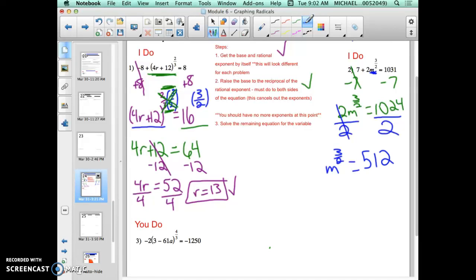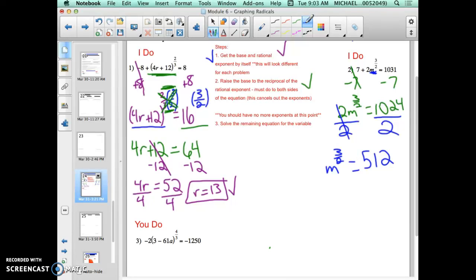One last thing. This is the end of step 1. It says to get the base and rational exponent by itself. That was a 2-step process in this case, but I did in fact do that. The base of m raised to the exponent of 3 halves is by itself, so I am done with step 1. Moving on to step 2.